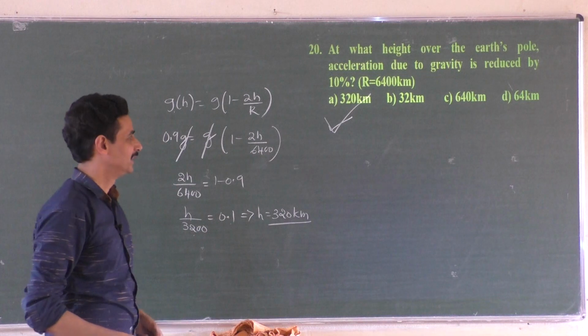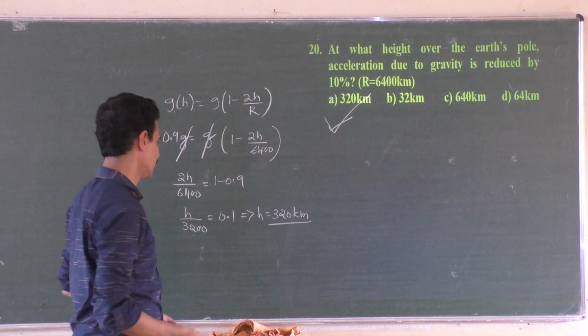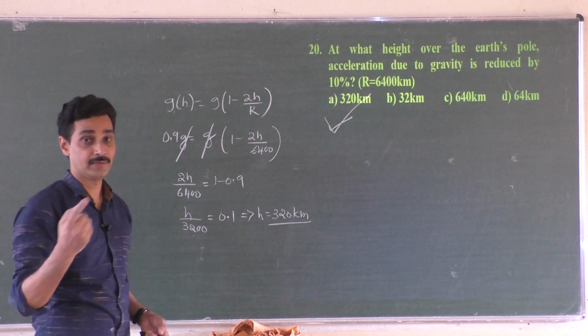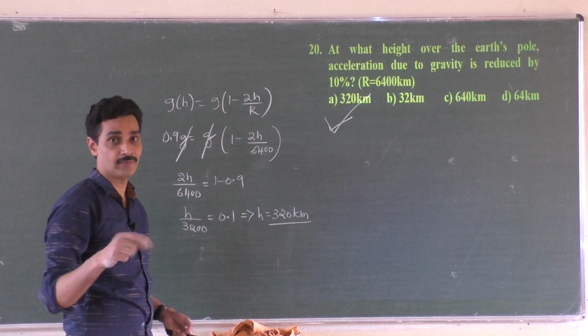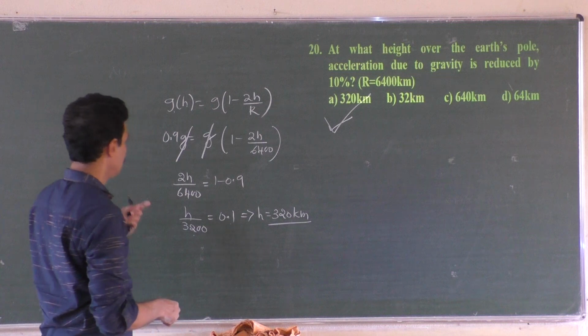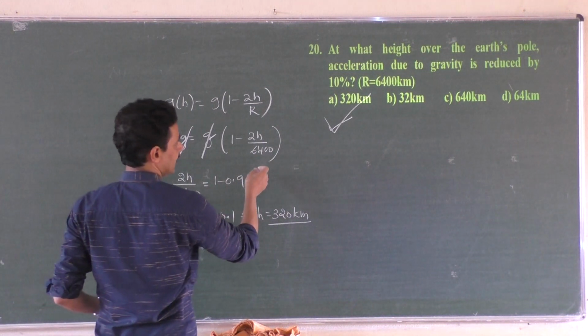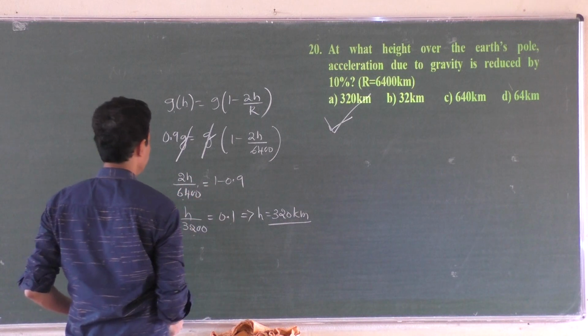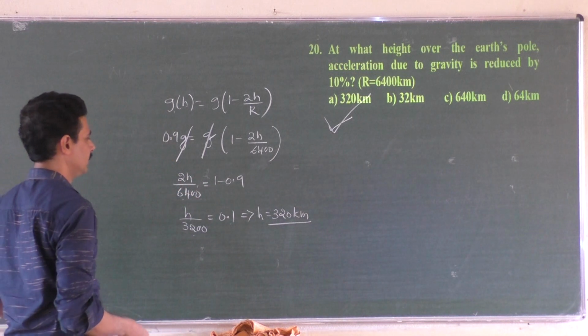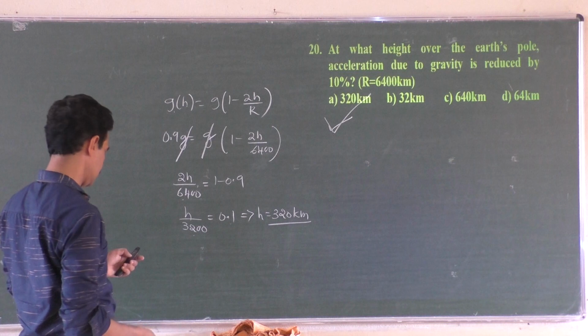The same tick mark can be used. 320 kilometers is the distance at a height where acceleration due to gravity is 10% less than what it is on the surface. Hope we have not gone wrong with any zeros, right? 1 minus 2h/r, 2h by 6400, 3200 into 0.1, that is 320 kilometers.